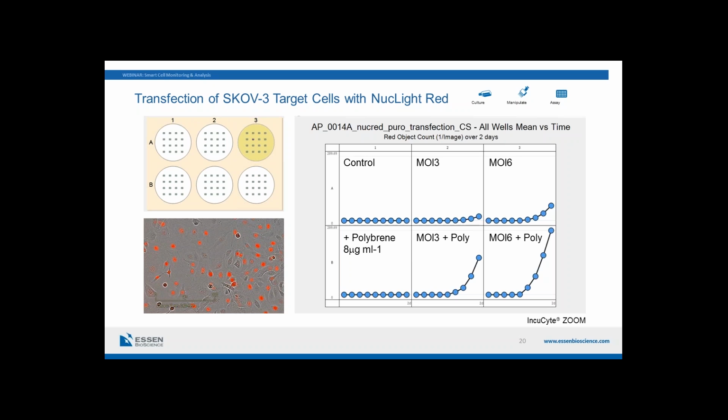What you can see from this analysis in the right half of this slide is the optimal concentration was MOI 6 plus polybrene, and after 2 days we saw a high infection rate. The image on the bottom left-hand side shows that roughly 70 to 80% of these cells were expressing the nuclear-targeted RFP.